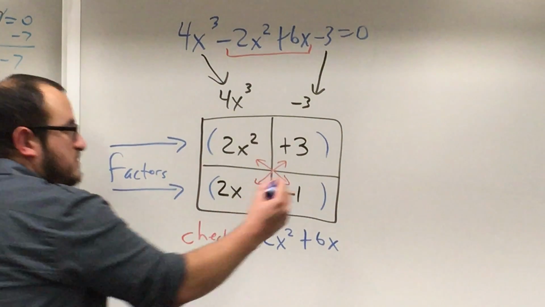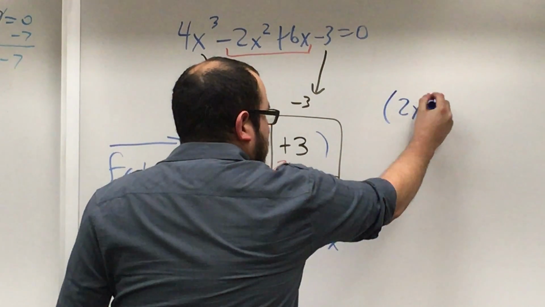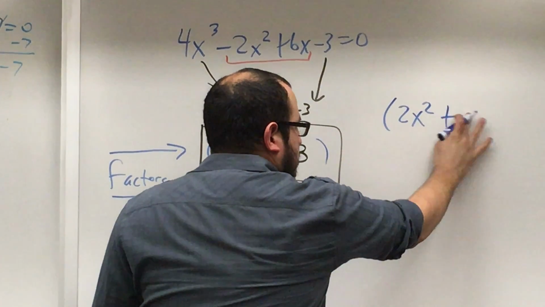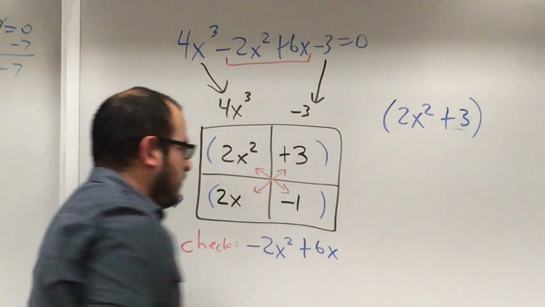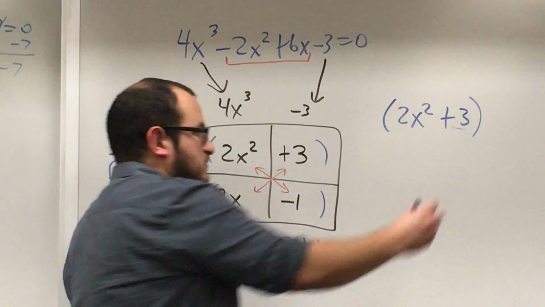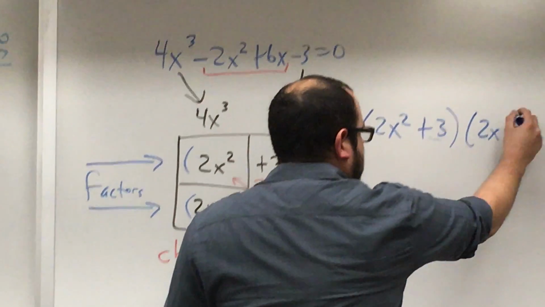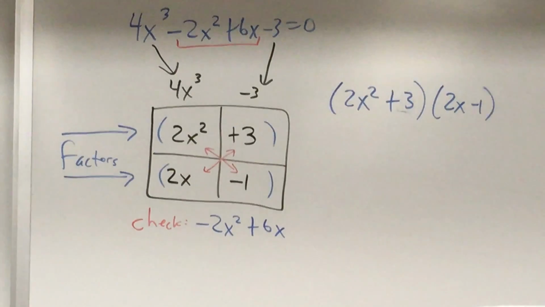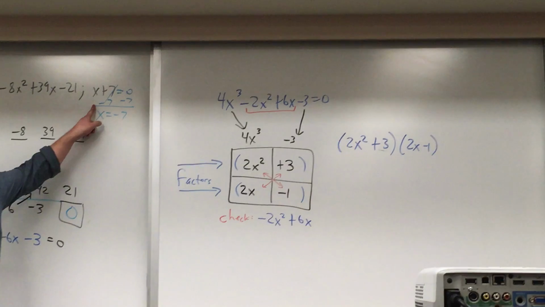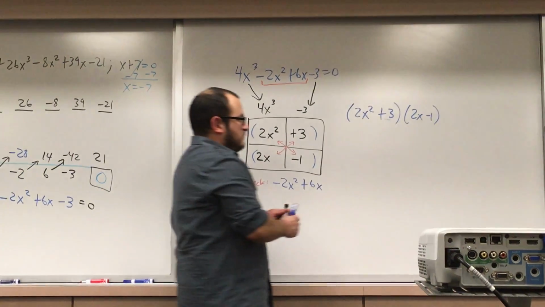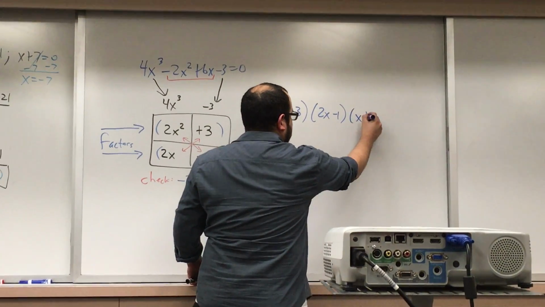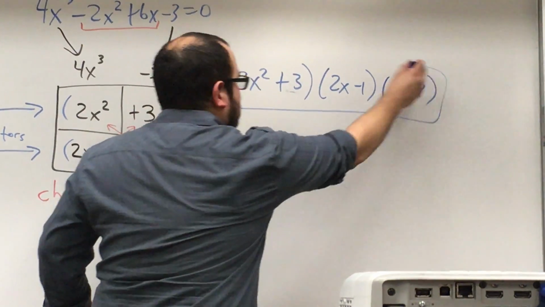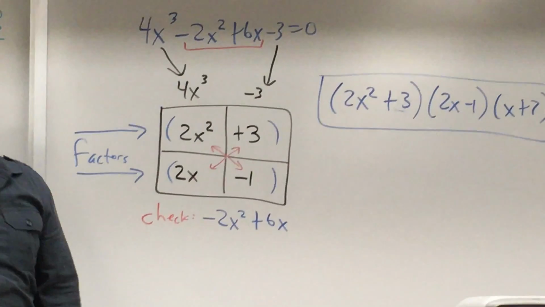So our answer is 2x squared plus 3, 2x minus 1, and don't forget the original one that was given to us, x plus 7. Okay. And that is your factors.